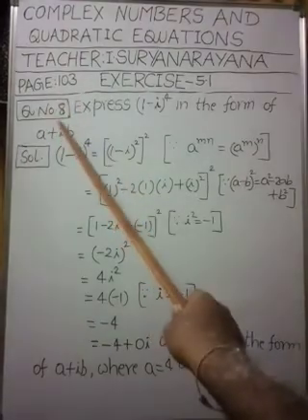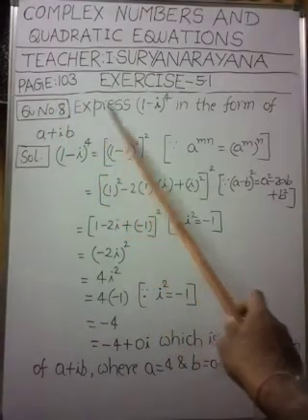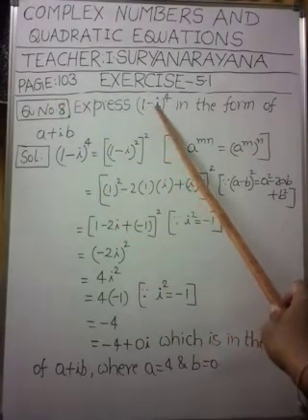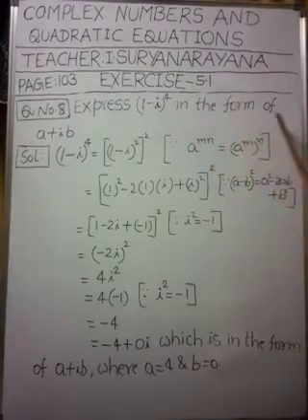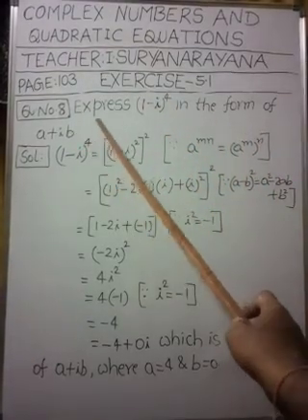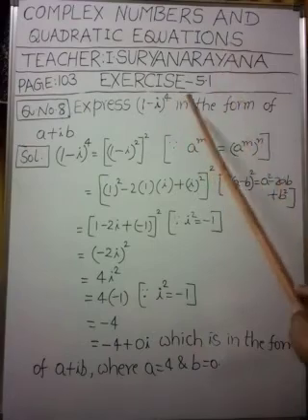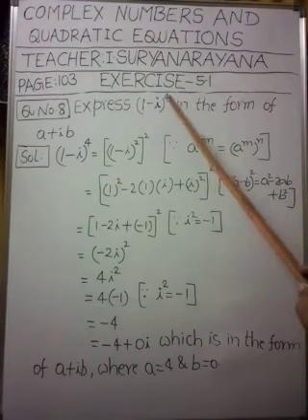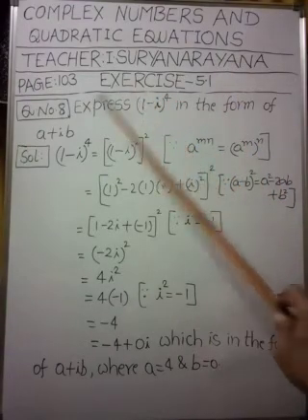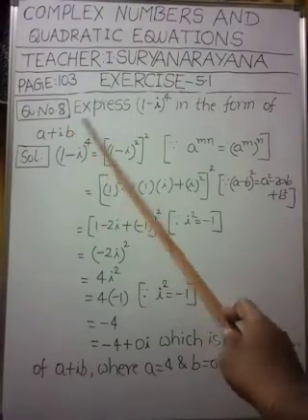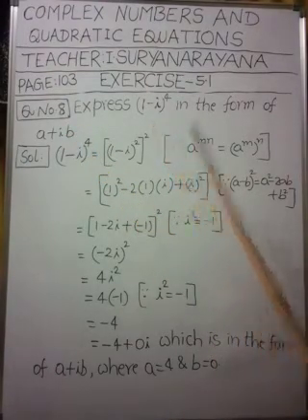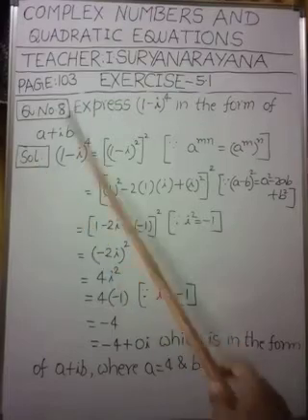Now come to question number 8. Question number 8. Express 1 minus I whole power 4 in the form of a plus ib. Understood this question, my children? Here also an expression is given. We have to write this expression in the form of a plus ib. Okay, my children? Right. Come to the solution part.